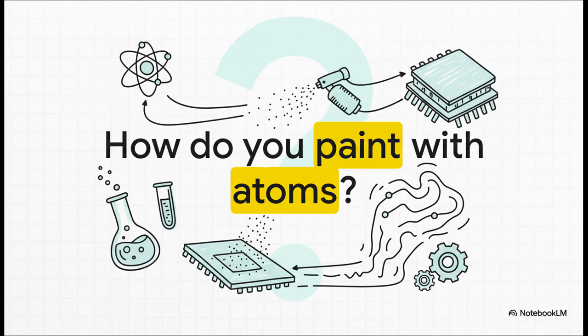So that begs the question, right? How in the world do you paint with atoms? I mean, it sounds like something straight out of science fiction, but it's a very real technology that, honestly, our modern world couldn't exist without. The answer is this fascinating process that's part physics, part engineering, and just a whole lot of cool science.